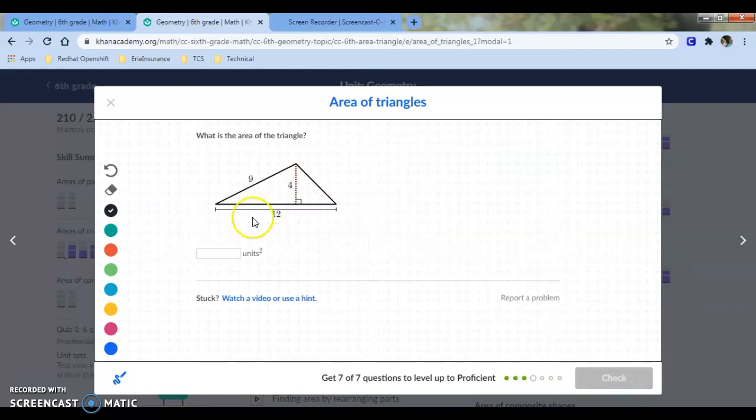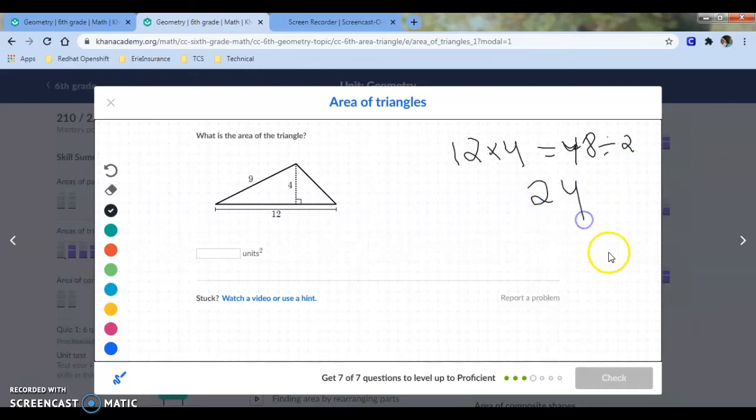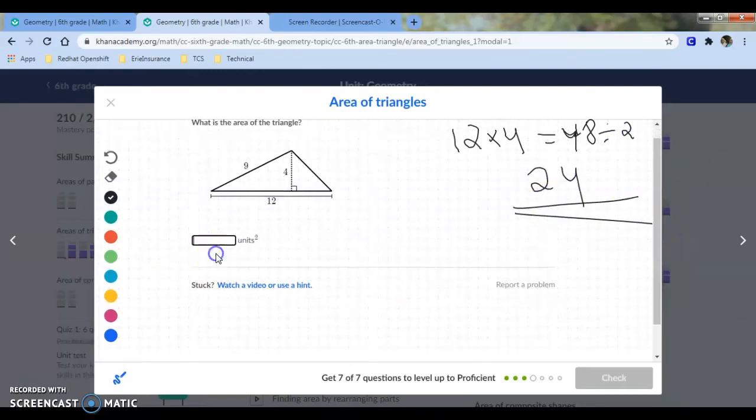Here's another example. Look, they put the trick question here. Like there's like 9. So what you want to do is just ignore it and follow this. This is the height and this is the width. So 4 times 4 equals 48. 48 divided by 2 equals 24. So that's the answer.